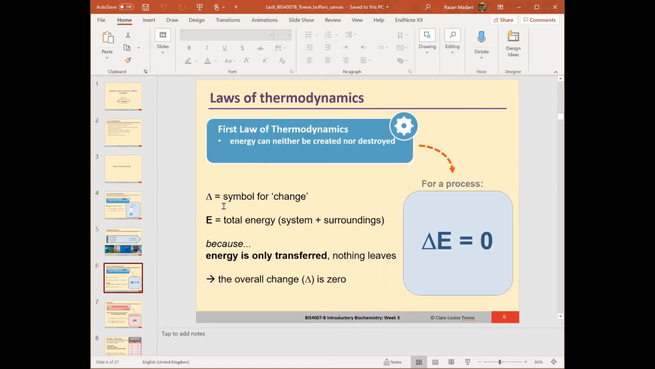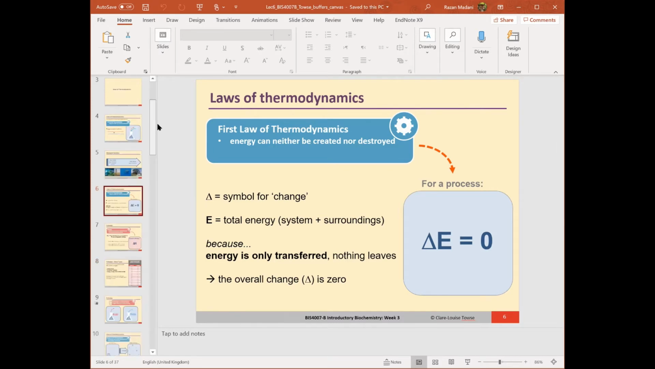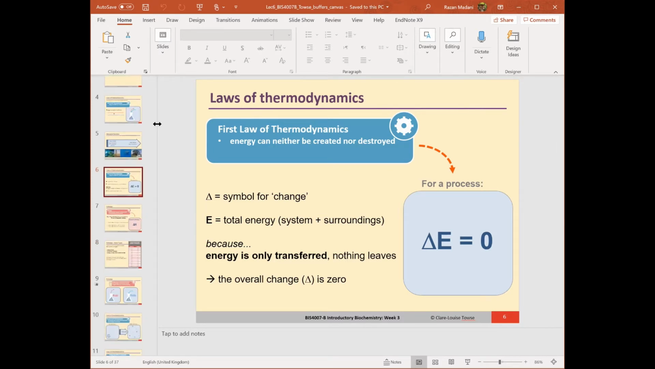So here delta means change. We should always know that one. And E is for energy. So system plus surroundings equals 0. Why do you think that equals 0? Because it's not created or destroyed, so it's always transferred between the two. So it can't be a minus or a plus, it's just moving around basically.